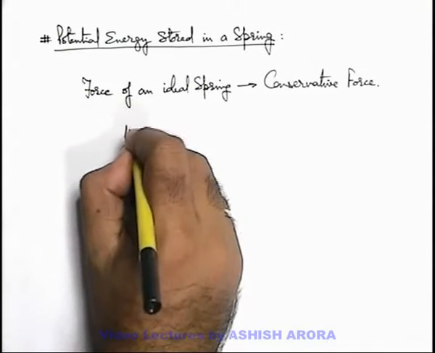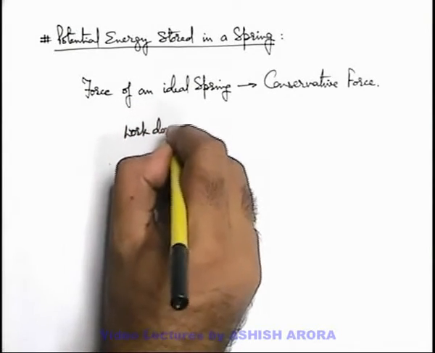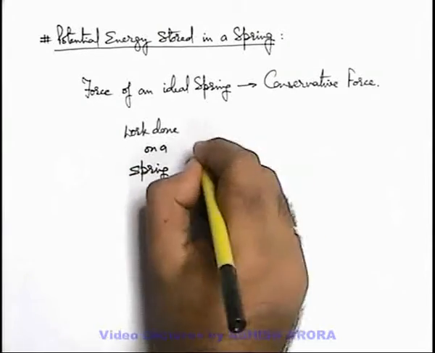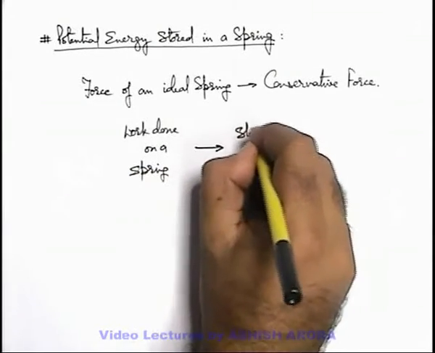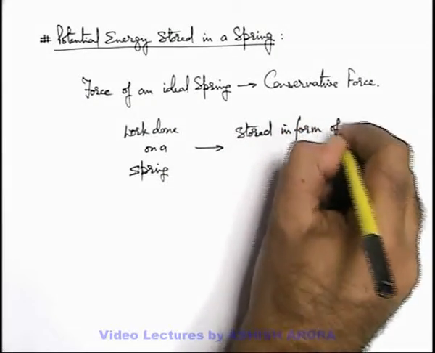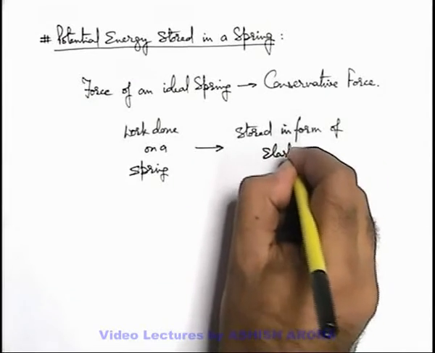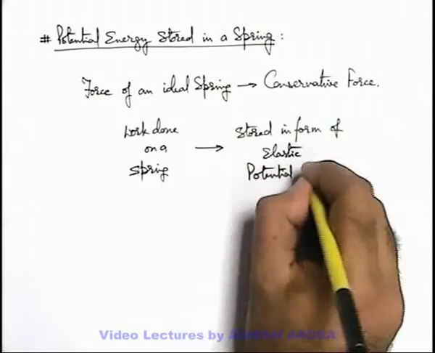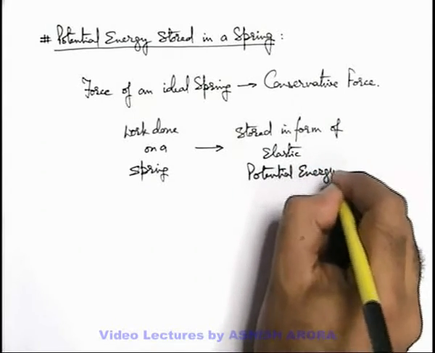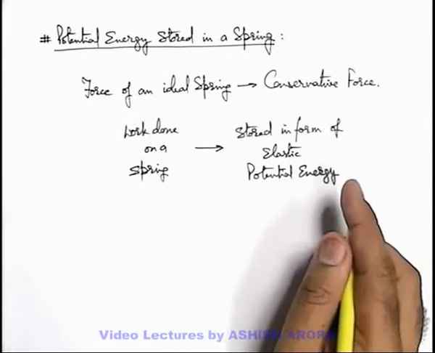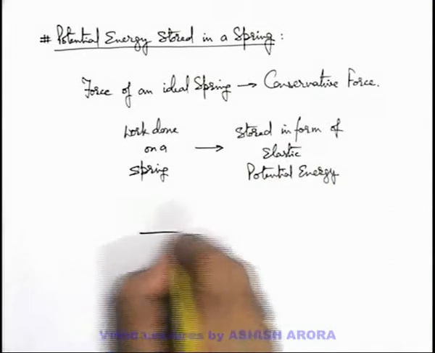You can always write: work done on a spring is always stored in the form of elastic potential energy. Obviously, if it is being stored in the form of elastic potential energy, it can be retrieved back. Like for a simple example.